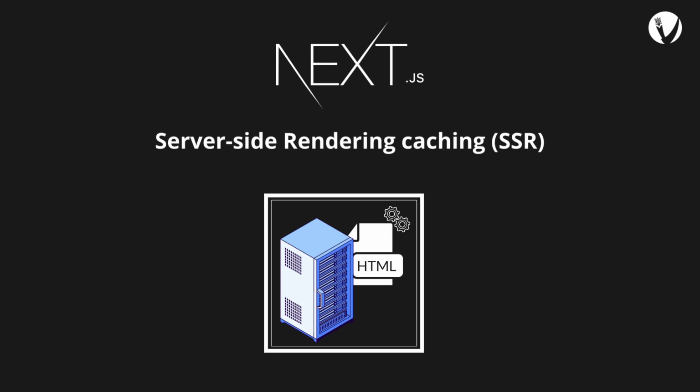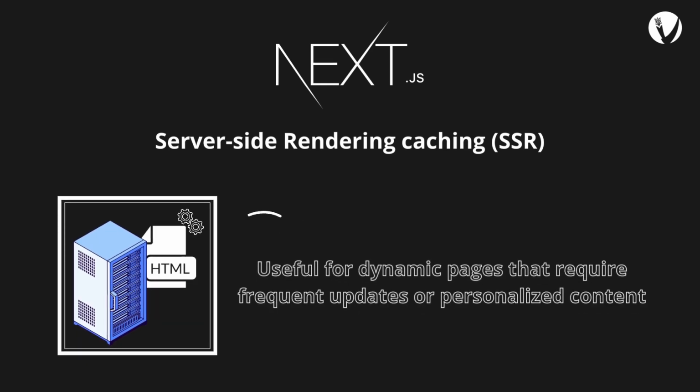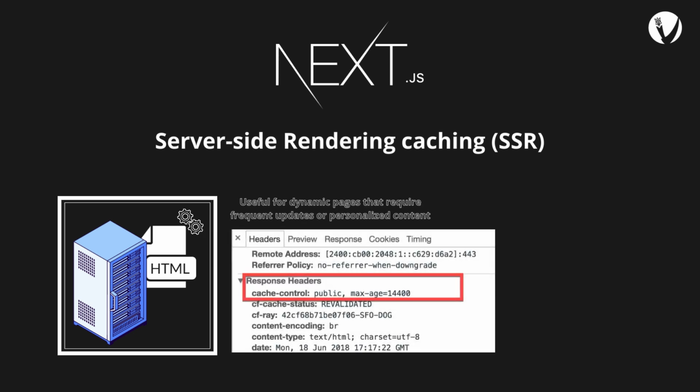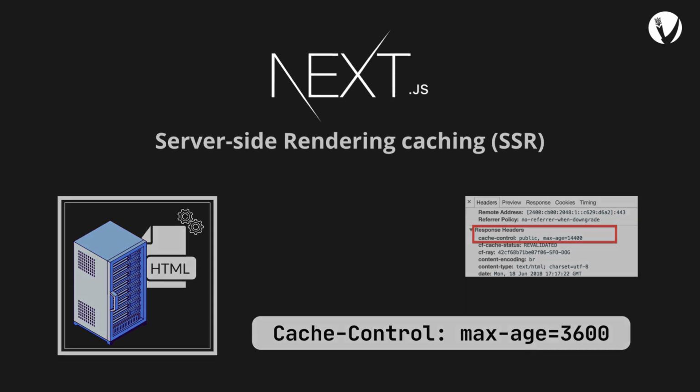Server-side rendering caching. SSR caching allows Next.js to cache the server-rendered pages on the server side. This caching mechanism is useful for dynamic pages that require frequent updates or personalized content. With SSR caching, you have more control over the caching duration. You can set cache headers explicitly in your server-side code to define how long the page should be cached. This can be achieved using the Cache-Control HTTP header. For example, you can set Cache-Control max-age equals 3600 to cache the page for 1 hour.